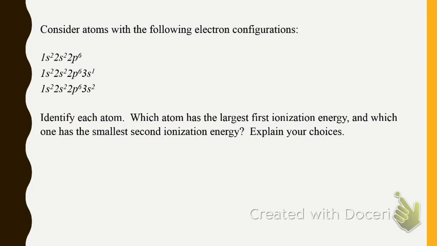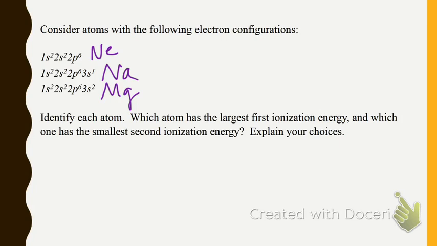I'm just teasing you. What ends in 2p6, everybody? Neon. What ends in 3s1? Sodium. And what ends in 3s2? Magnesium. So there's our elements based on their electron configuration.